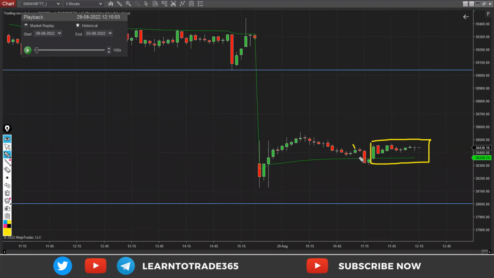Pure overlapping. Are we getting an aggressive rejection? No, we are not getting any aggressive rejection. All we are getting is this overlapping price behavior. So now what do we need to do? Now tell me, will you be in a hurry to take a trade, or will you wait?